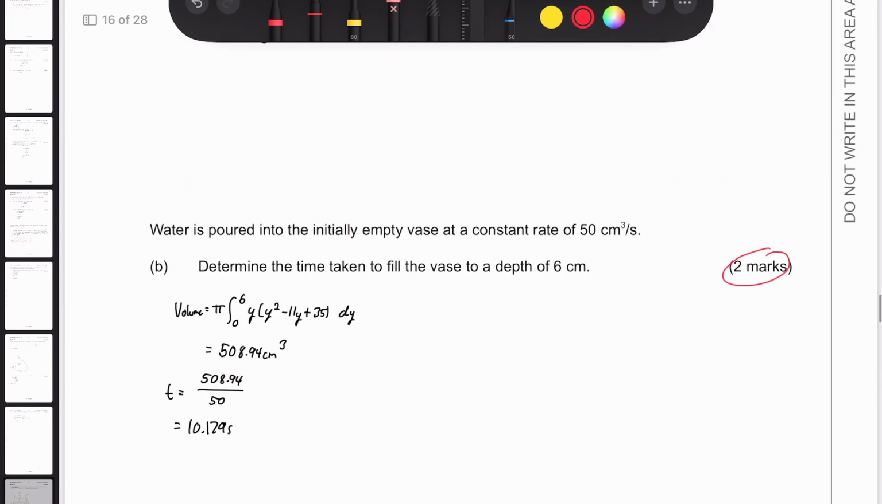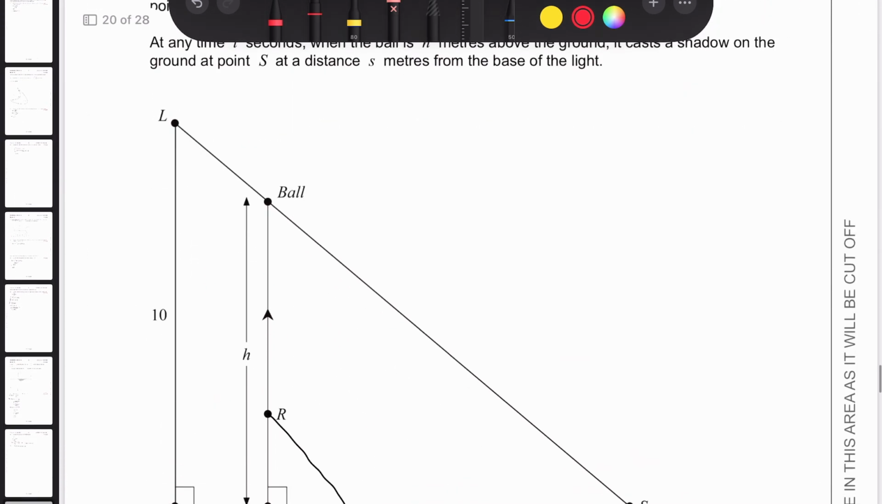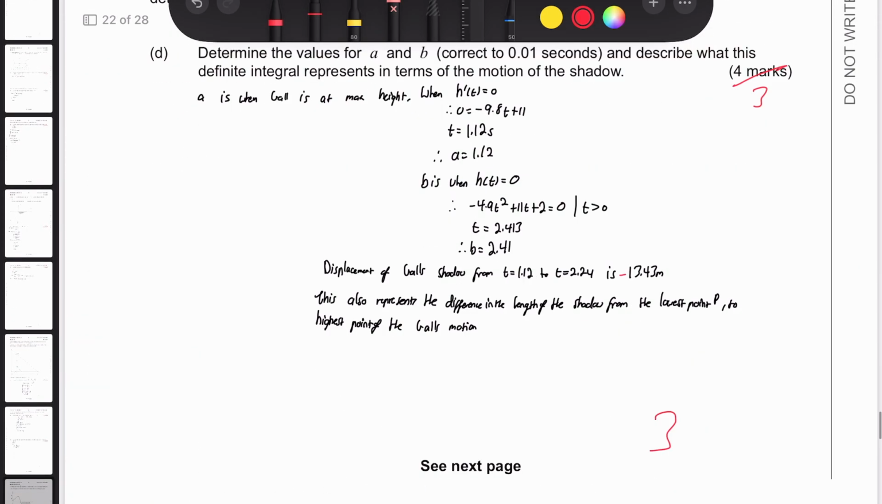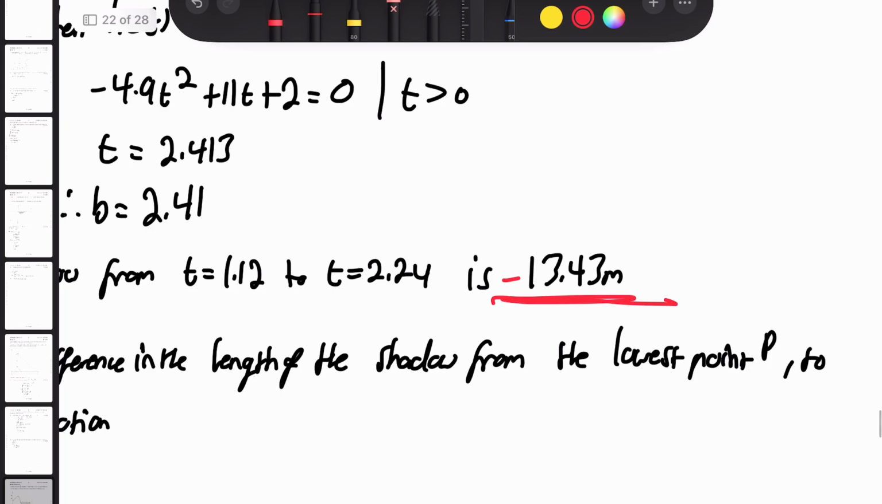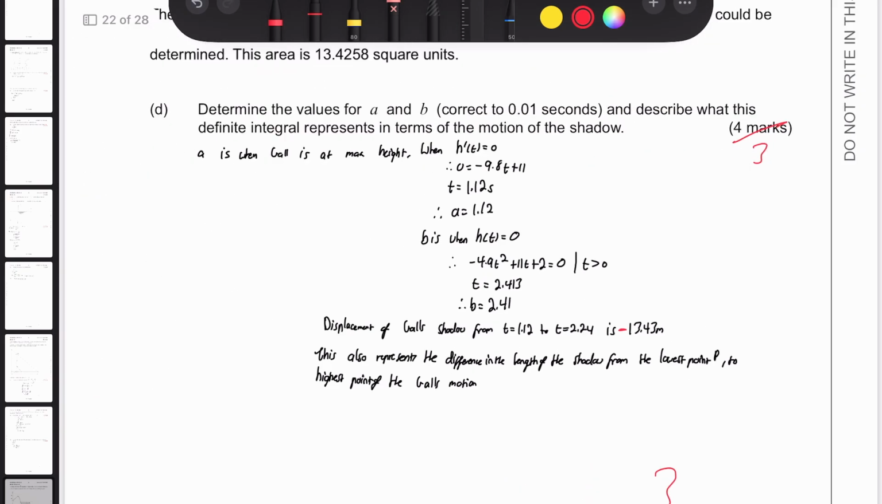But yeah, and then the next mark we lost is just down here in explaining the shadow bit. I probably should have just said that it's a negative. See if I can make that bigger. Negative 13.43 instead of just 13.43.